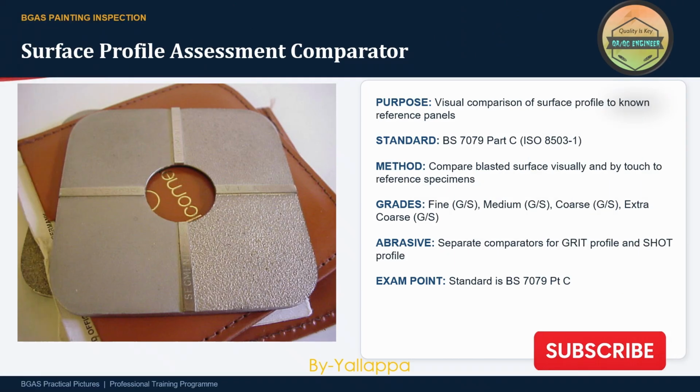This slide shows a surface profile comparator. The comparator contains reference surface profiles manufactured to known standards. Inspectors visually and physically compare the blasted surface against the comparator. This method is quick and useful for field verification. Different comparators are available for grit-blasted and shot-blasted surfaces. Always ensure the correct comparator is used.